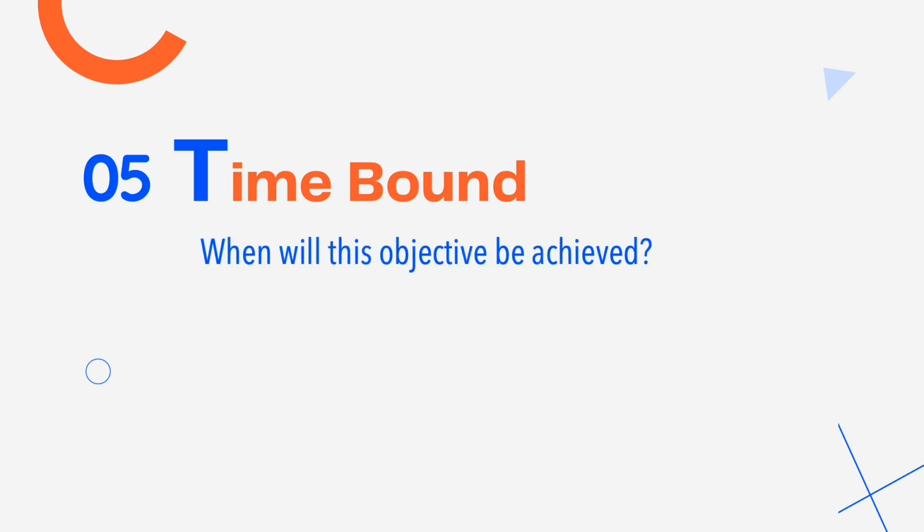We have the last one, and that is time-bound. When will this objective be achieved? Objectives should provide a time frame indicating when the objectives will be met. Clearly state the timeline if applicable. This can help you decide how well the learner should perform to be considered competent.